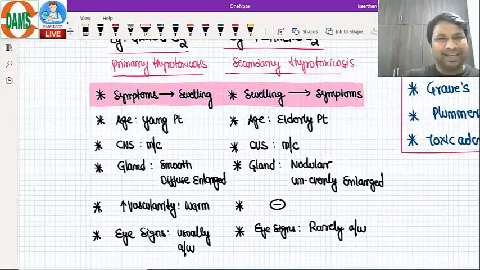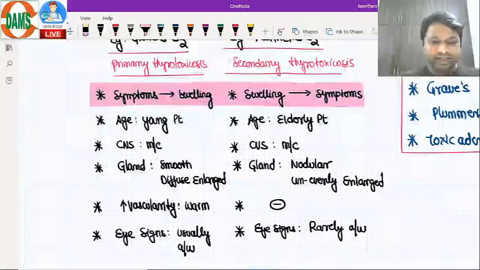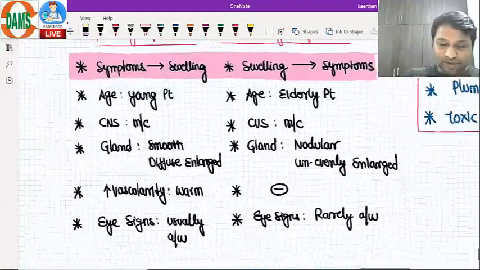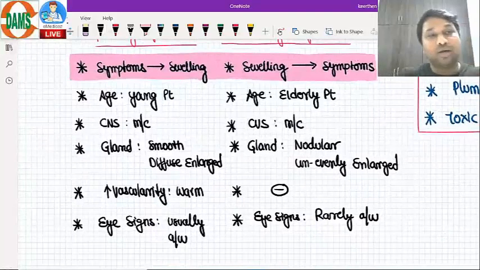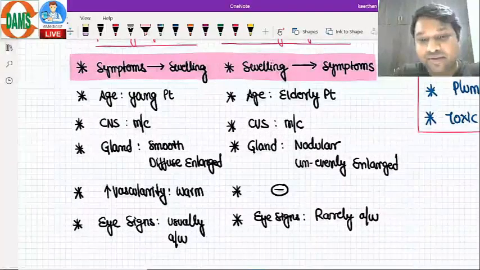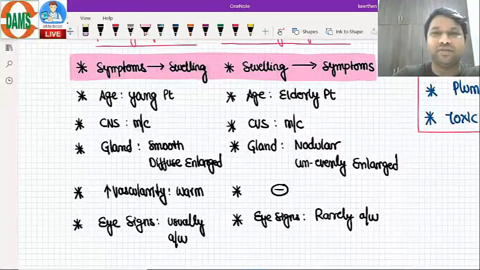And then you see the age, which system is involved, they'll point. Remember one very important thing, whichever I've written here, this is usual. It does not mean that a patient of primary thyrotoxicosis will not have serious symptoms. It is nothing like that. They can have serious, but it is usually CNS which is more predominant.